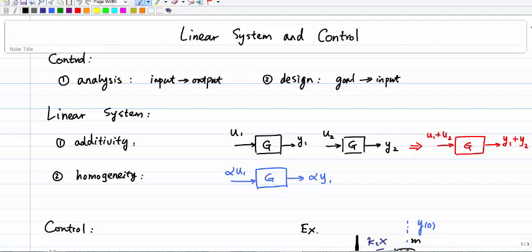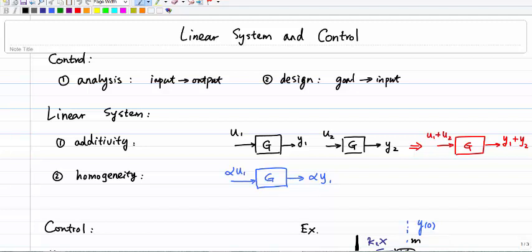The second property is the homogeneity property, which says you can scale up and down. Assuming you have an original system G, you give input U1, and the output is Y1. You can scale your input by alpha, either up or down, and the output will also be scaled by the same number. Those are the two properties we talk about for linear systems. Of course, later on we will talk about linear time invariant systems, which have one additional property.